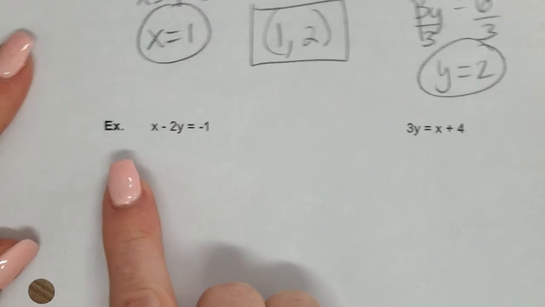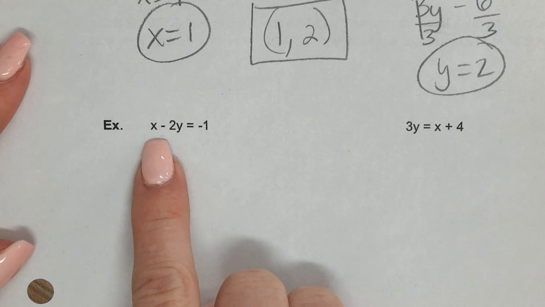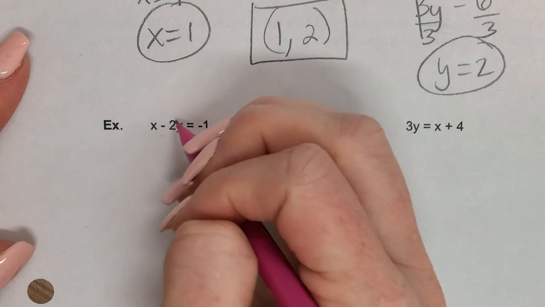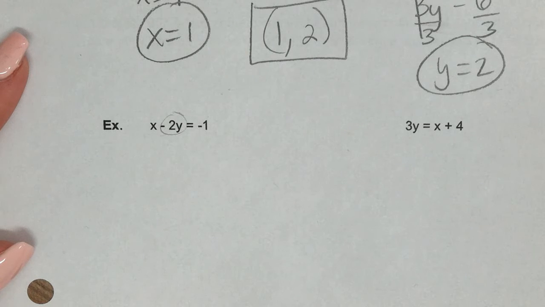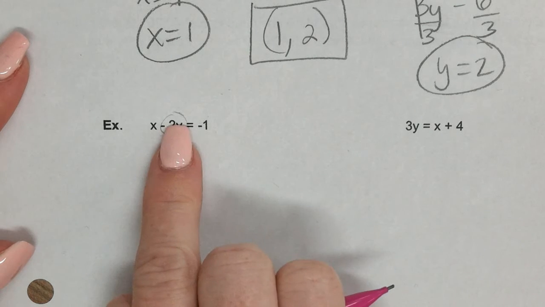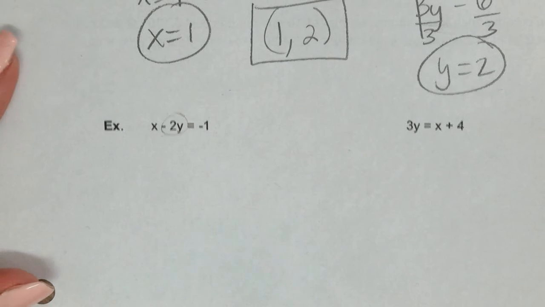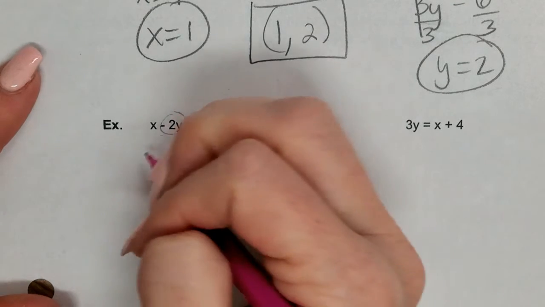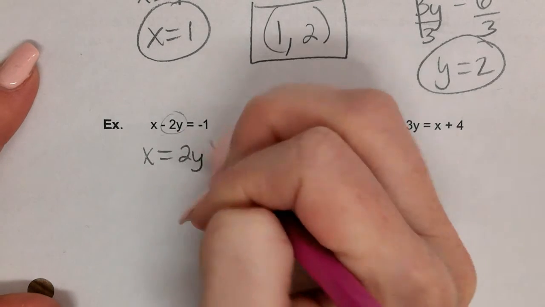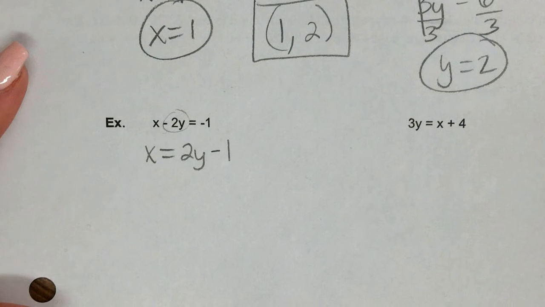Okay, but if I was to isolate this, what would all I have to do is? No, I want to get rid of that whole thing. Plus 2. All I got to do is plus 2y. So I have x equals positive 2y minus 1. That looks much easier to me. So part of the hardest part is figuring out which one's the easiest to do.